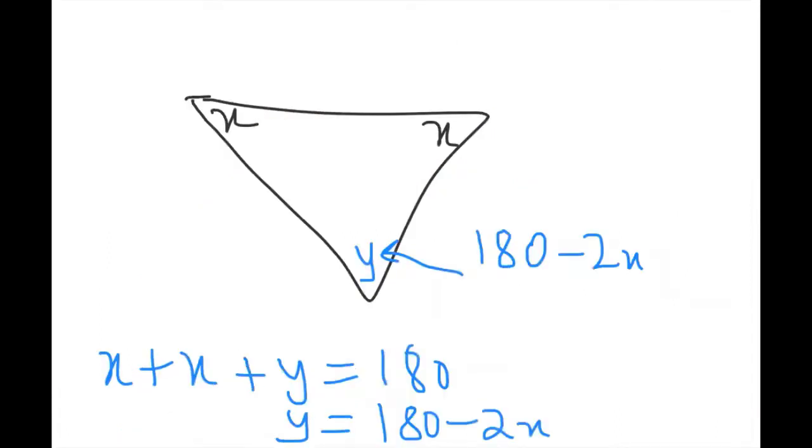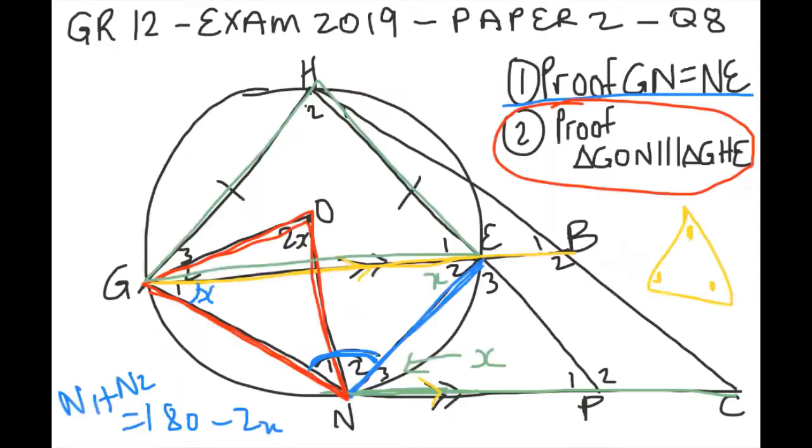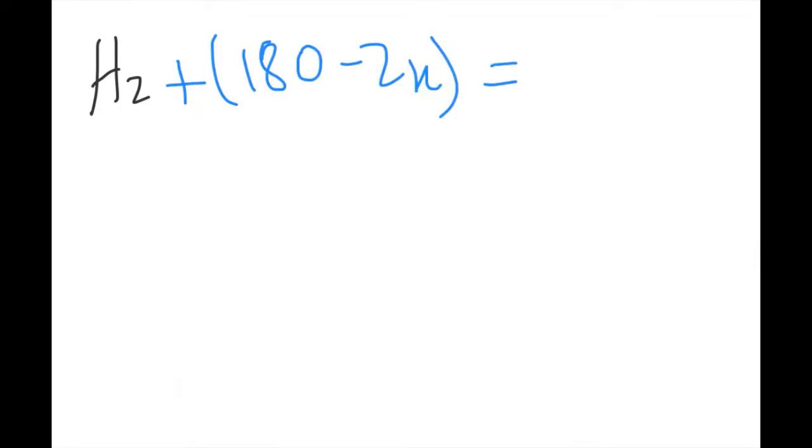So we have that H2 plus this whole thing here at the bottom, plus 180 minus 2x. Excuse me for this, let me just do it separately. So that H2, that's this angle here, plus this whole angle here, which is 180 minus 2x. Keep in mind, those two together give you 180. Just repeat one last time.